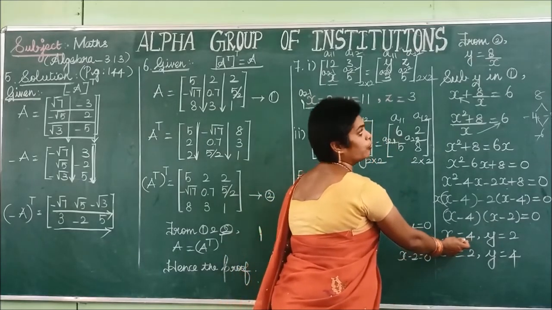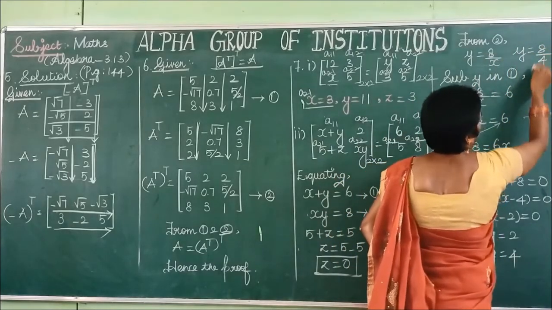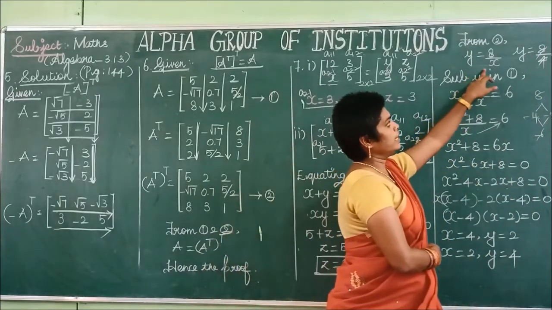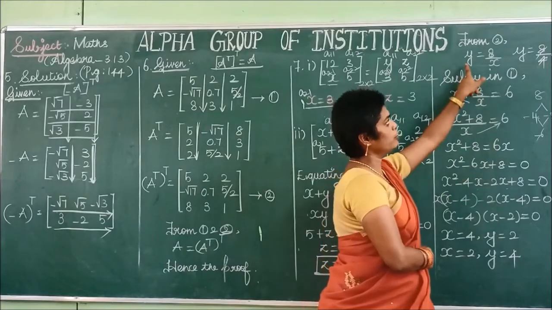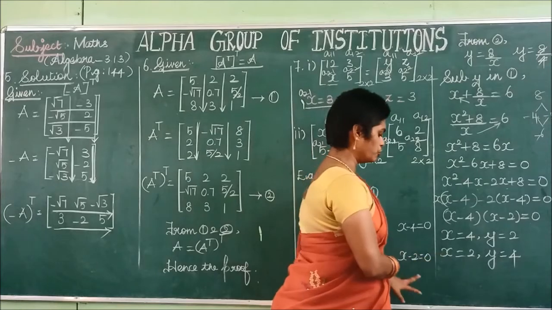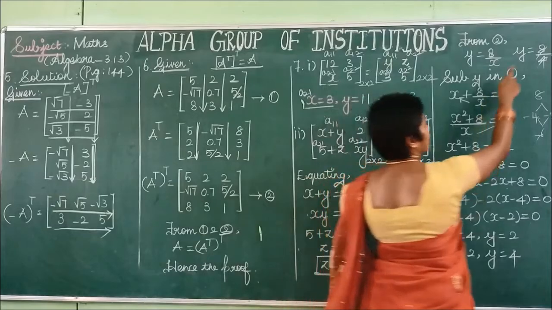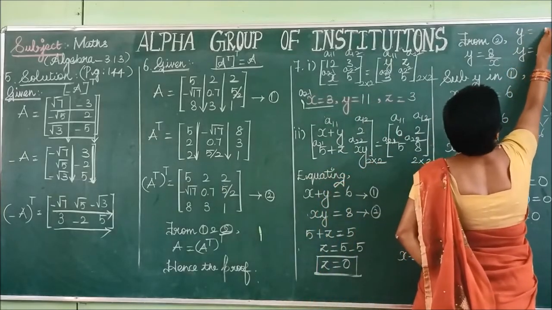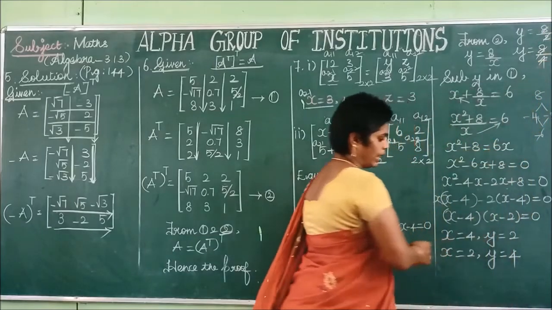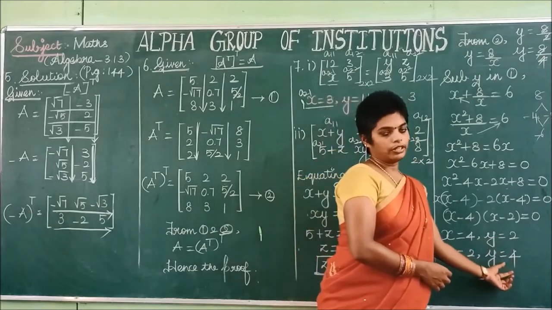Substitute x equal to 4 in this. If you substitute x equal to 4, y is equal to 8 by 4, which is 2. Then from x minus 2 is equal to 0, x equal to 2. Substitute here x equal to 2, this y becomes 8 by 2. So cancelling those values you get 4. If x equal to 4, y equal to 2. If x equal to 2, y equal to 4.